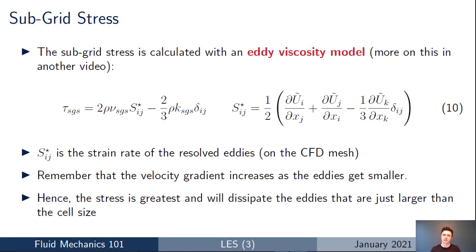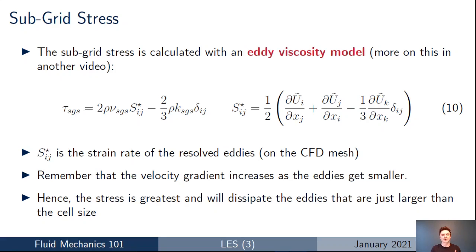So that's really what we're doing here, is that we're applying a force and a stress that's proportional to the velocity gradient of the resolved eddies. And we've also got the subgrid scale viscosity, which we introduced earlier in terms of the dissipation rate. And that's really all you need to think about at this stage for the subgrid stress, is that the subgrid stress is going to increase depending on that velocity gradient.